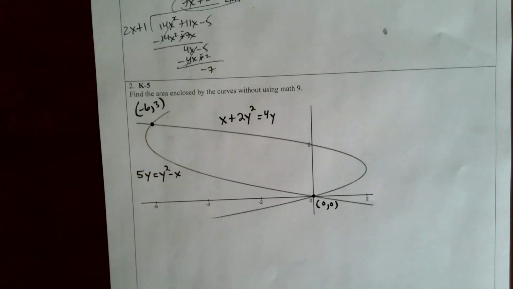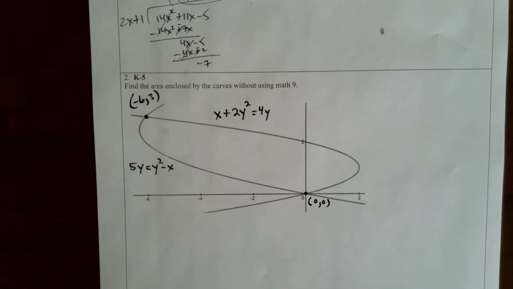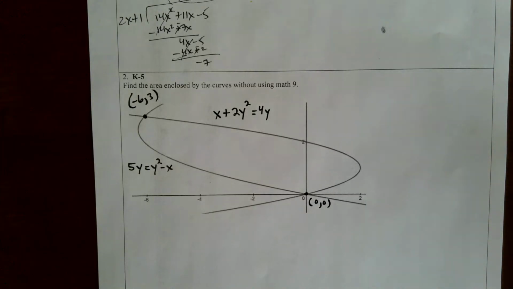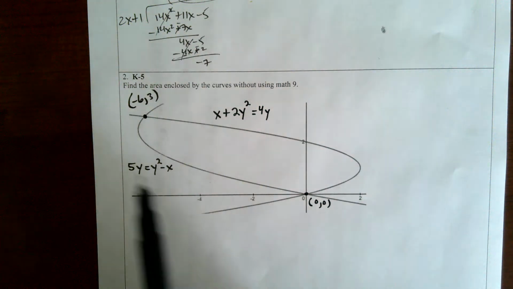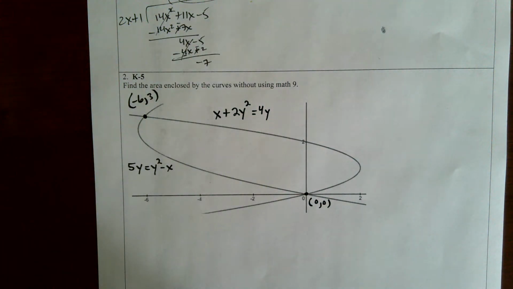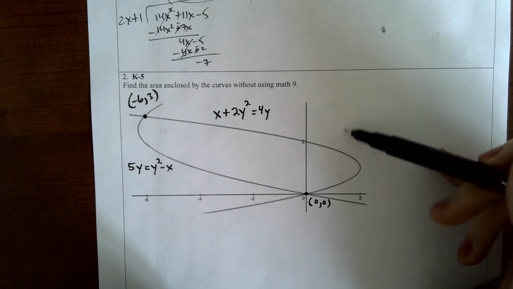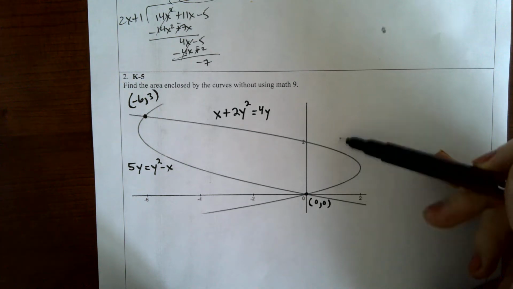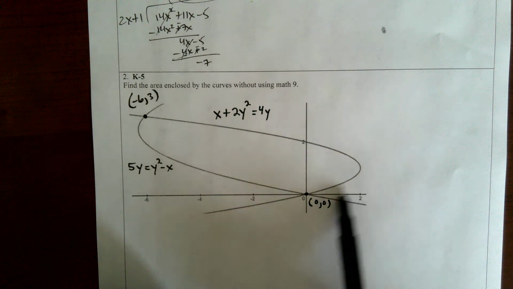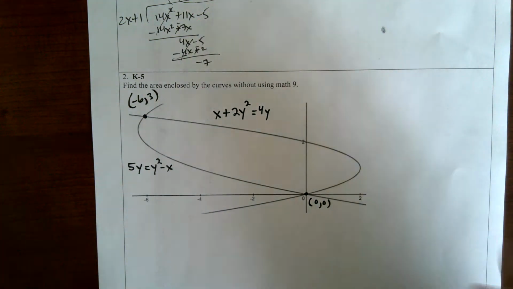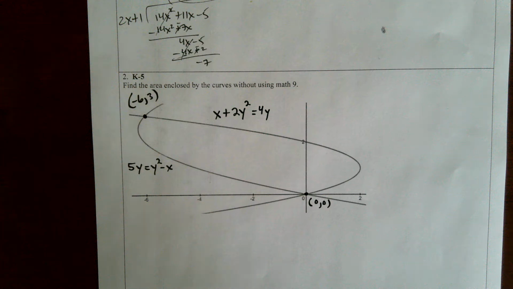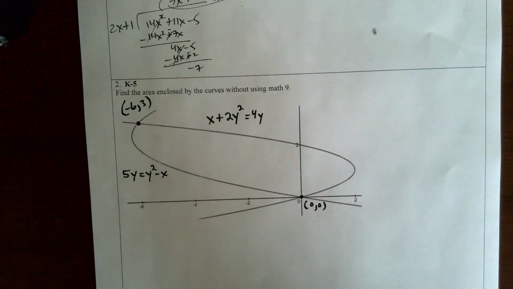Number 2, find the area enclosed by the curves without using Math 9. So this means that we're going to have to use the fundamental theorem of calculus. Now to find the area between two curves, you're either going to do the integral of top minus bottom or the integral of right minus left. But we can't use top minus bottom, because if you look here, a vertical line here would intersect this graph 2 times. The vertical line or the horizontal line can only intersect each graph once, and that's how you know whether you're going to use vertical or horizontal.